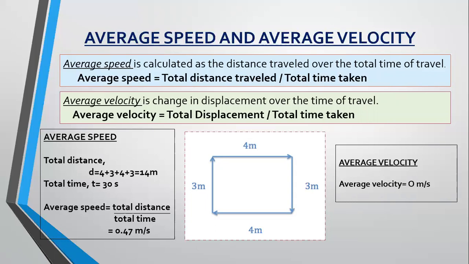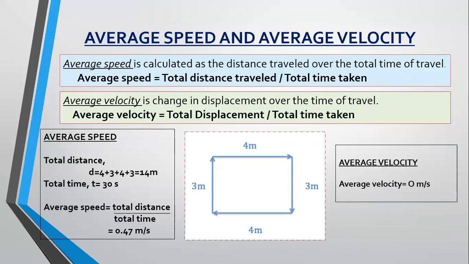Average speed is the distance traveled over the total time taken. Average velocity of an object does not tell us what happens to the object between the starting and ending point, or what happens to the velocity of the object at the starting or ending point.